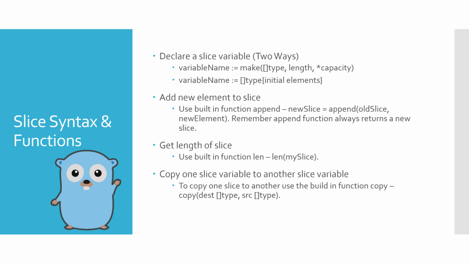But you have to keep in mind that the append function always returns a new slice. If you want the length of the slice, we can use the built-in function len, which is the same function that we used to get the length of the array earlier. And then if you want to copy one slice variable to another slice variable, you can use the built-in copy function. This is the function signature. The first parameter is the destination slice, and the second parameter would be the source slice. So everything from the source slice would be copied over to the destination slice.